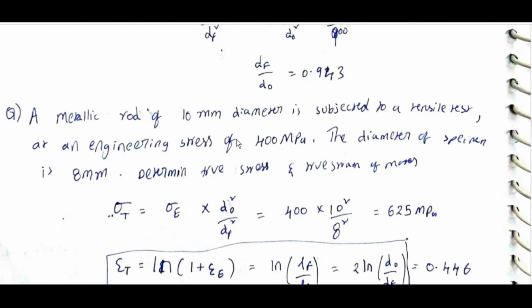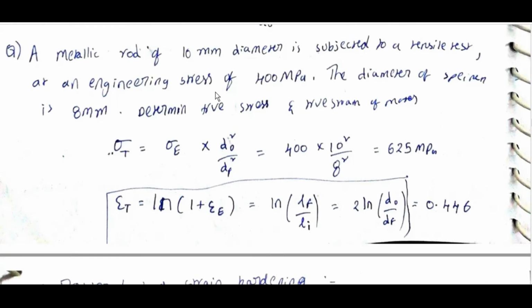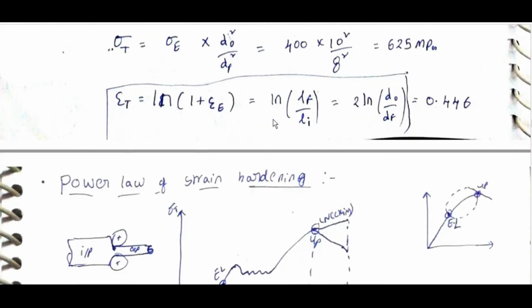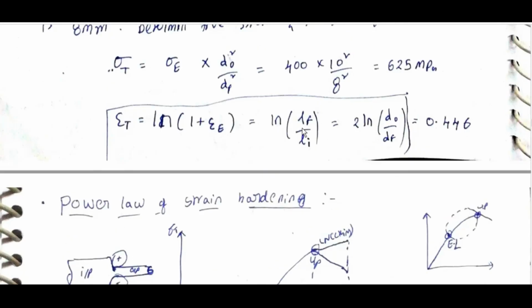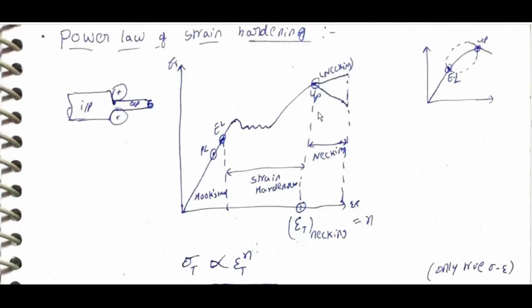A metallic rod of 10 mm diameter is subjected to a tensile test at an engineering stress of 400 megapascal. The diameter of the specimen at fracture is 8 mm. Determine the true stress and true strain. Sigma t is equal to sigma e into d0 square by df square, which is equal to 625 megapascal. Epsilon t is equal to ln of 1 plus epsilon e, which is equal to ln of lf by li, which is equal to 2 ln d0 by df, which is equal to 0.446.